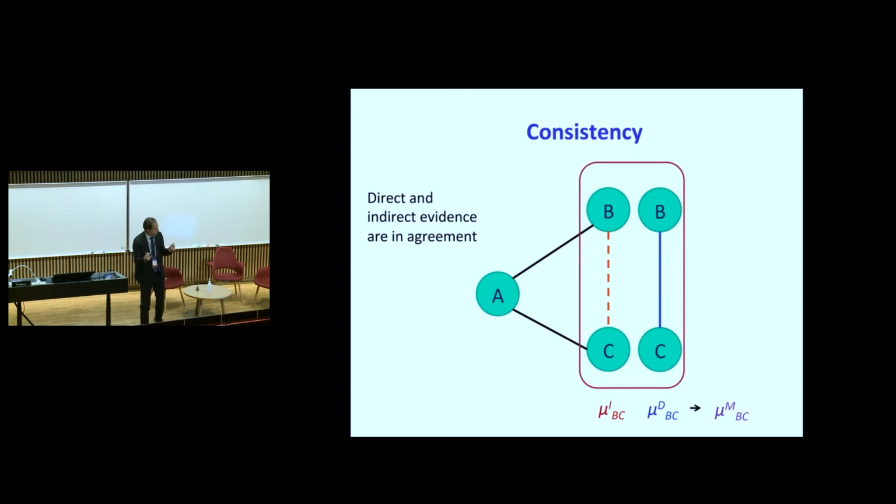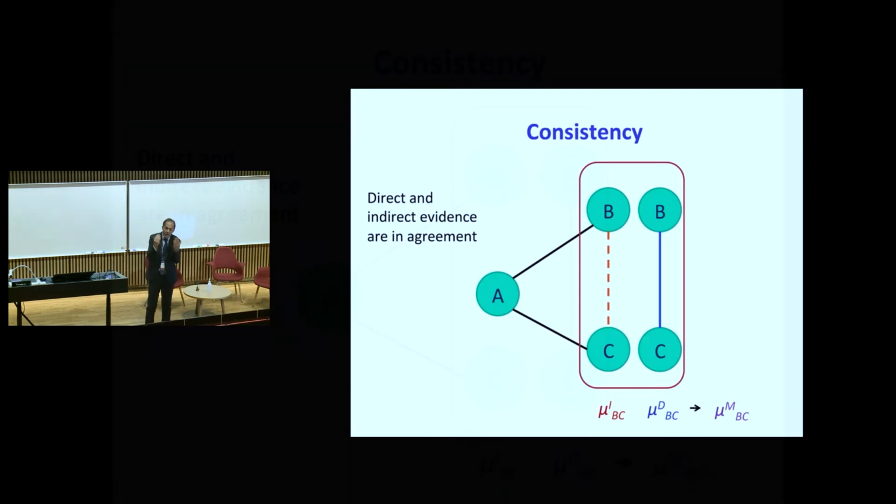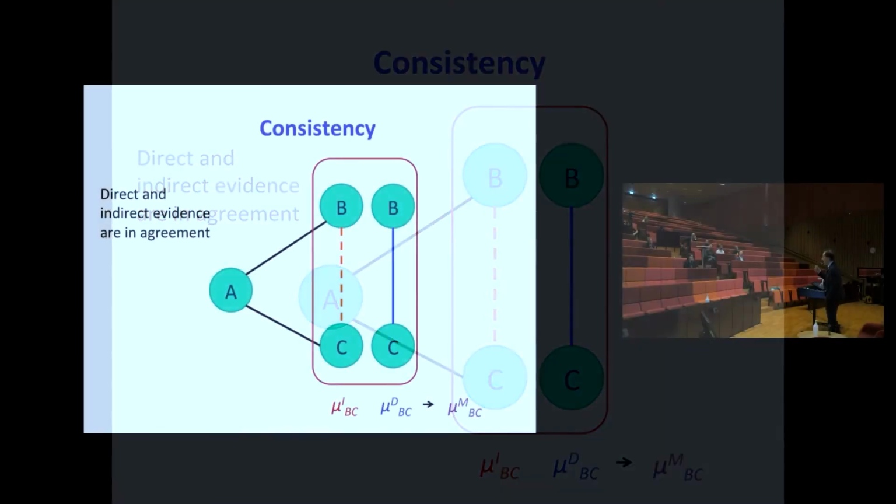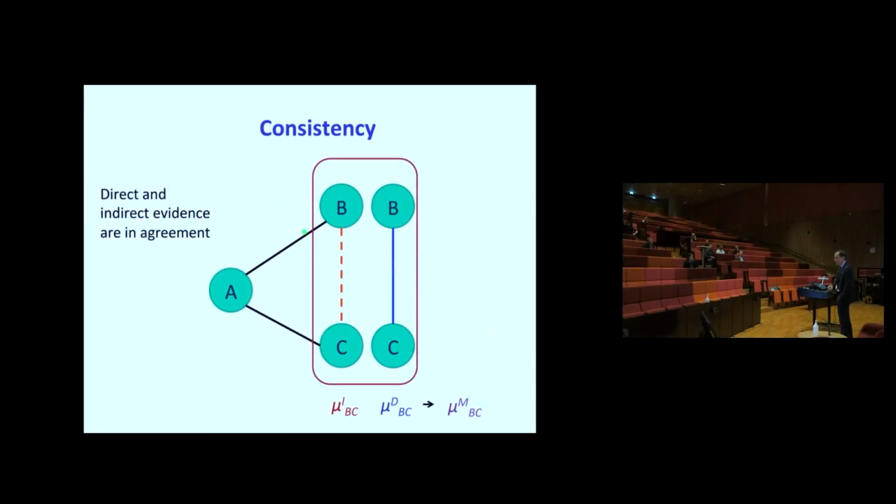That's good news. And it basically says whether the direct evidence, solid line, and the indirect evidence, they match. And this can be done locally for each loop, as we call here, or globally across the whole network. But there's one thing you need to immediately notice here: that consistency can only be tested if we have direct trials.